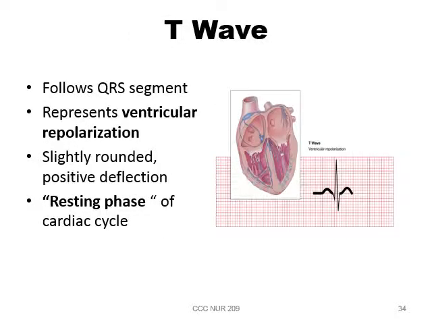Okay. So the next wave we're going to see is what's called the T wave. It always follows the QRS segment, and it represents ventricular repolarization. It should be slightly rounded and have a positive deflection. This is actually the resting cycle of the heart. Again, it represents repolarization.